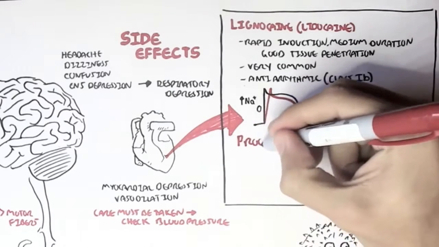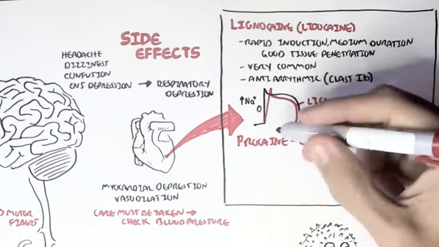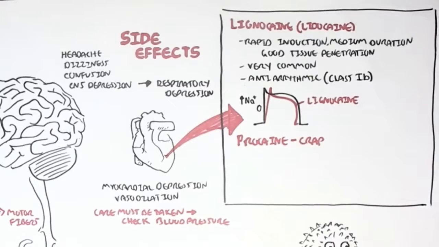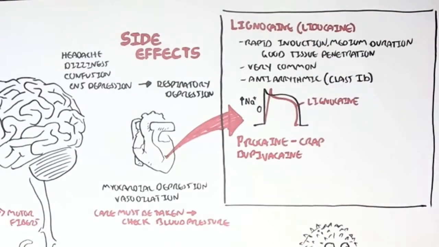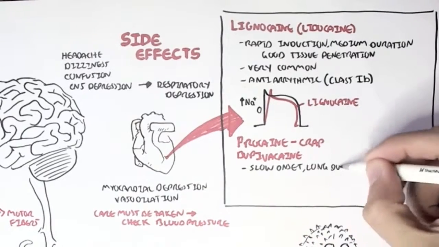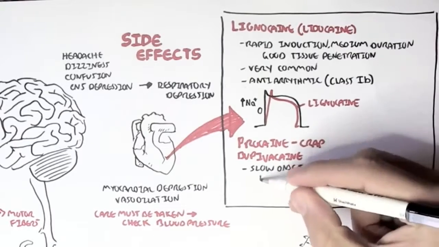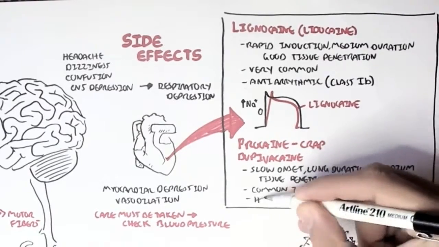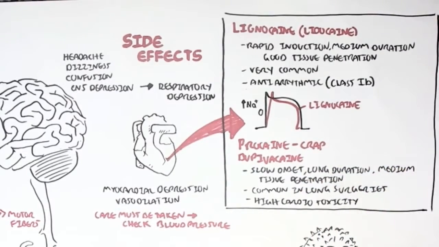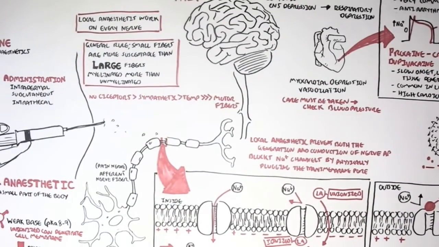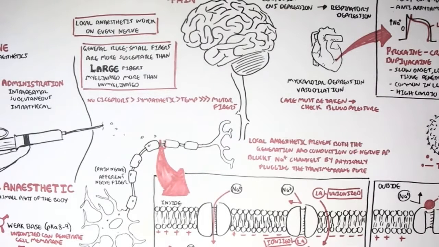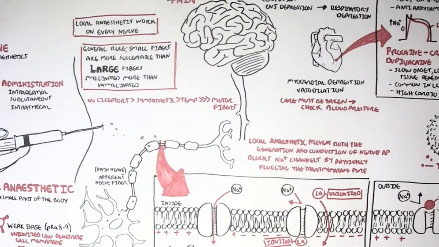Another type of local anesthetic is procaine, which I wrote here as crap because it has many side effects and it's not very useful. And the last local anesthetic I want to talk about is bupivacaine. It has a slow onset, a long duration, and medium tissue penetration, so it's pretty good. And that is why it is commonly used in long surgeries because of this long duration. However, it has high cardiotoxicity, so care must be taken when using this with people suffering from heart failure or something like that.